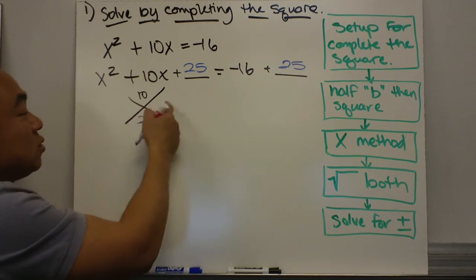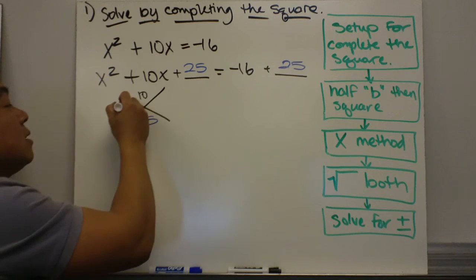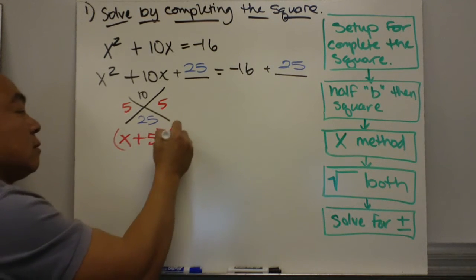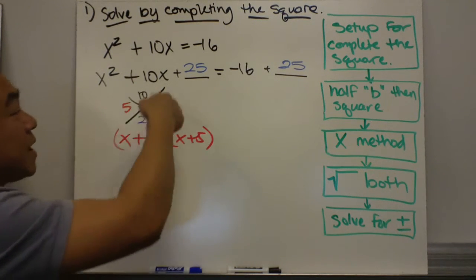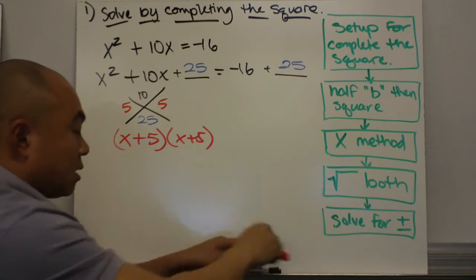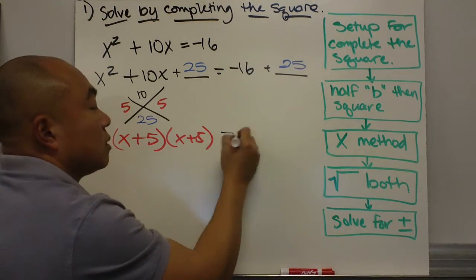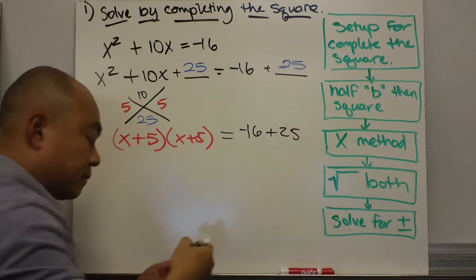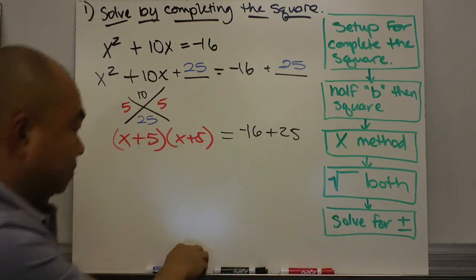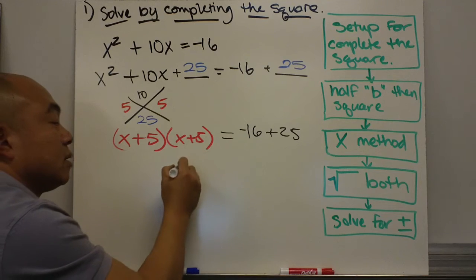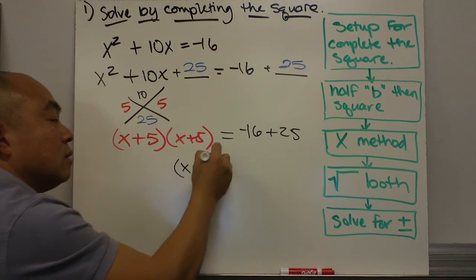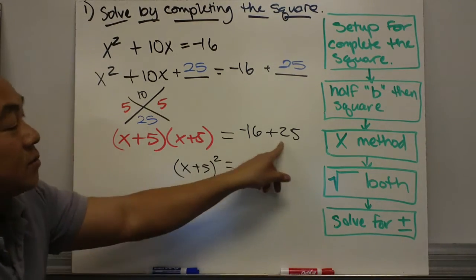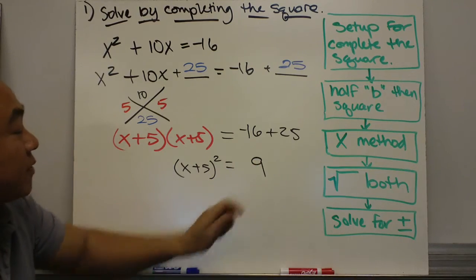So these two, what two numbers will multiply to 25 and add to 10? And your answer will be 5. So our answers here will be x plus 5 and x plus 5. And again, we use the x method to factor this particular trinomial out. And that's going to be equal to negative 16 plus 25. Now we're going to rewrite. So this is now going to be x plus 5 to the second power, because there's two of them, and then that's going to give us 9. Negative 16 plus 25, you owe 16, you have $25, you now have $9 left.